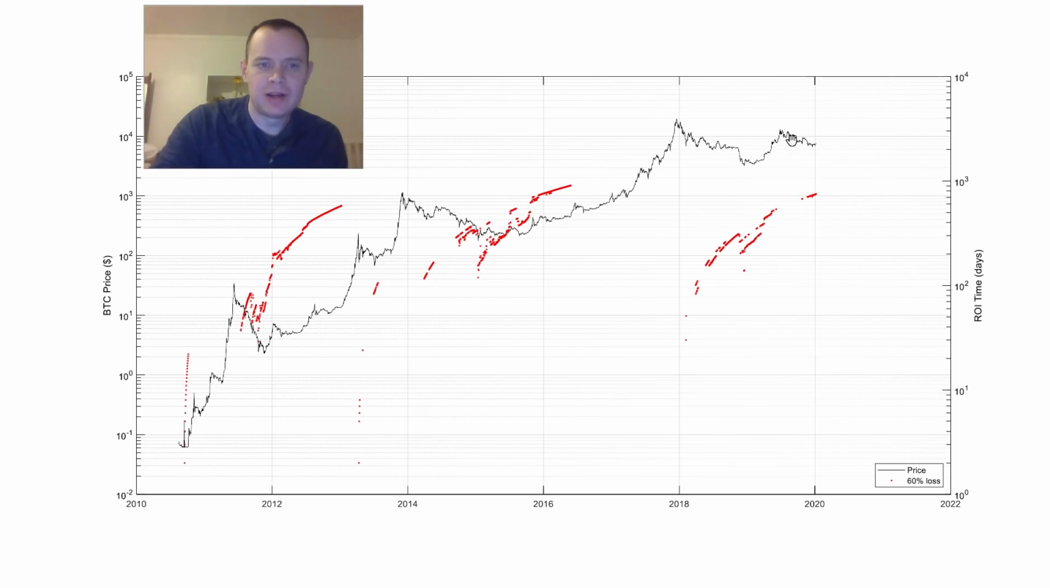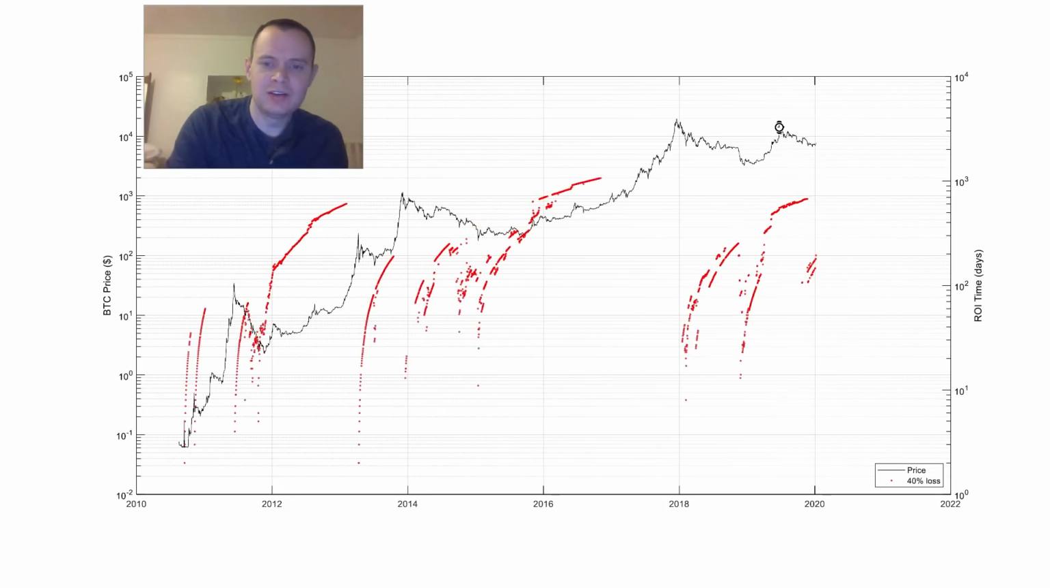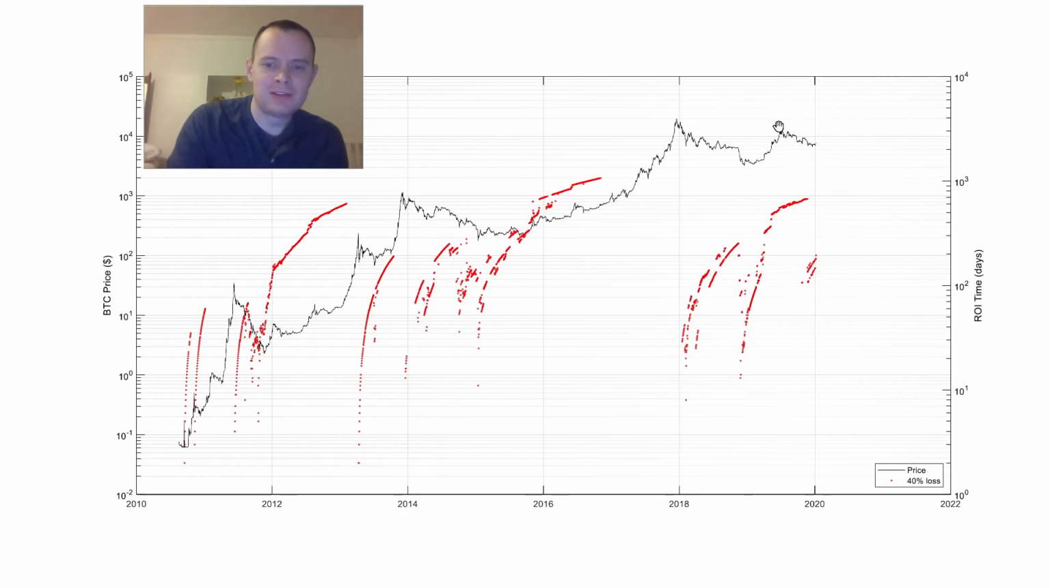So clearly we're not in a bull run right now, because the losses that we're seeing we don't really see in bull runs, and some of the other indicators are not holding like they normally would. And then again, 70% losses, 80%. As you scroll through these, you can see that as we're moving forward in time, the time that we spend at those losses is decreasing.